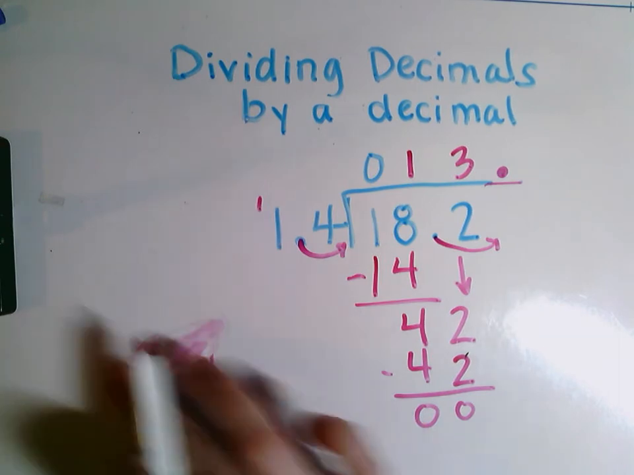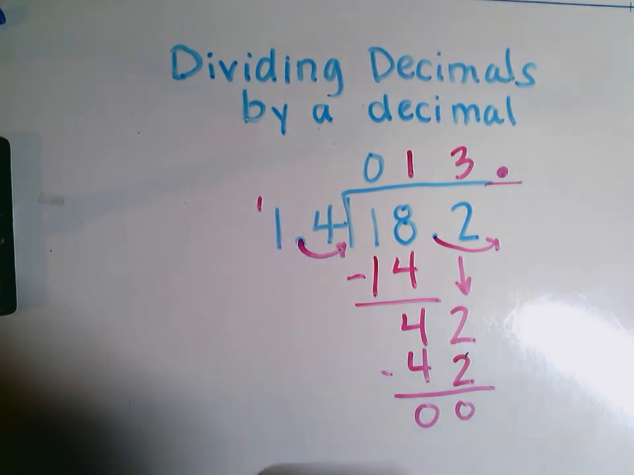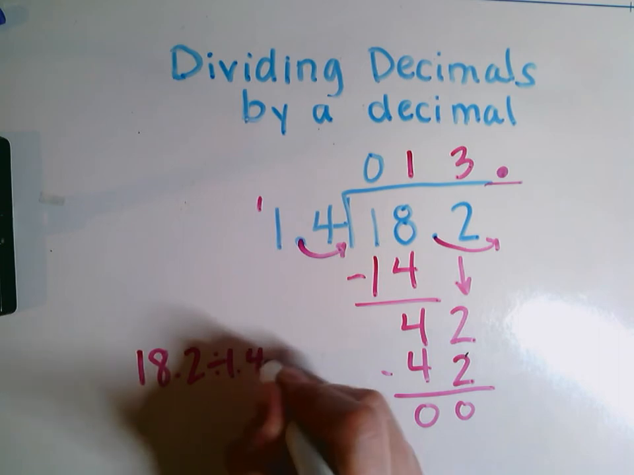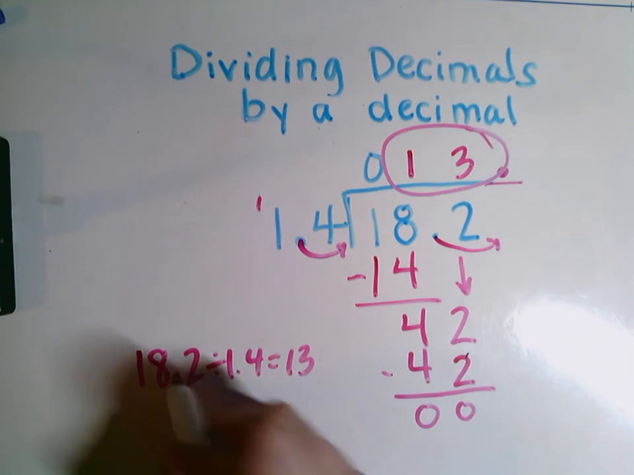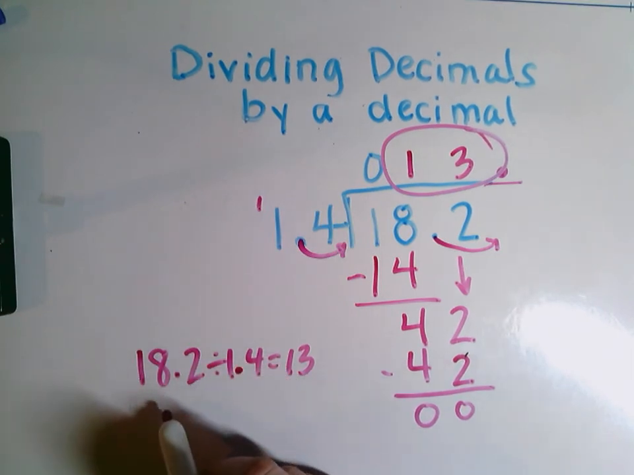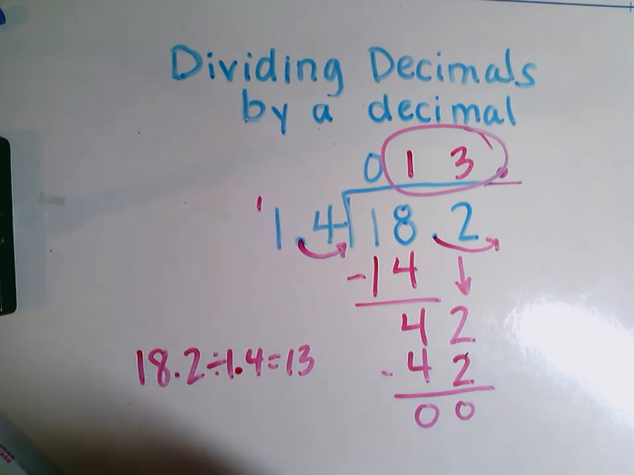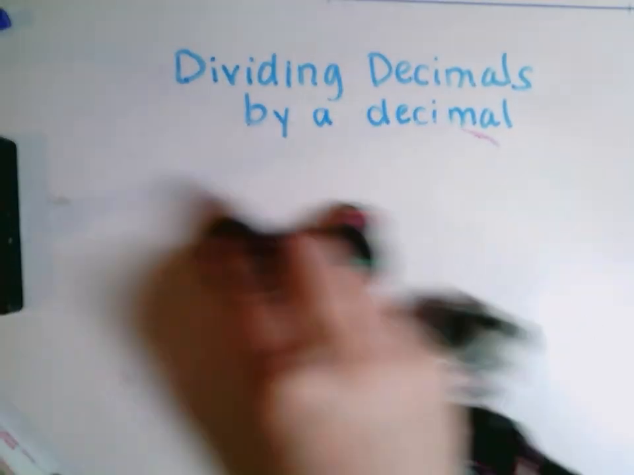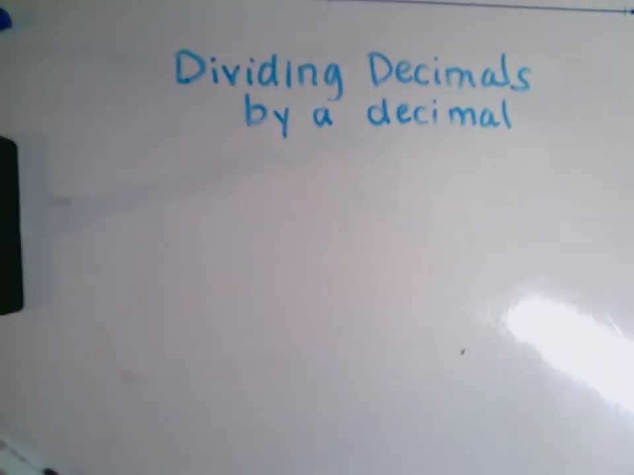So let's write it out this way. 18 2/10 divided by 1 4/10 equals 13. My quotient here is 13. Again, you can have a whole number quotient, even though you have decimals in your dividend and in your divisor. Okay, so we're going to try a few of those types of problems today in our work page.